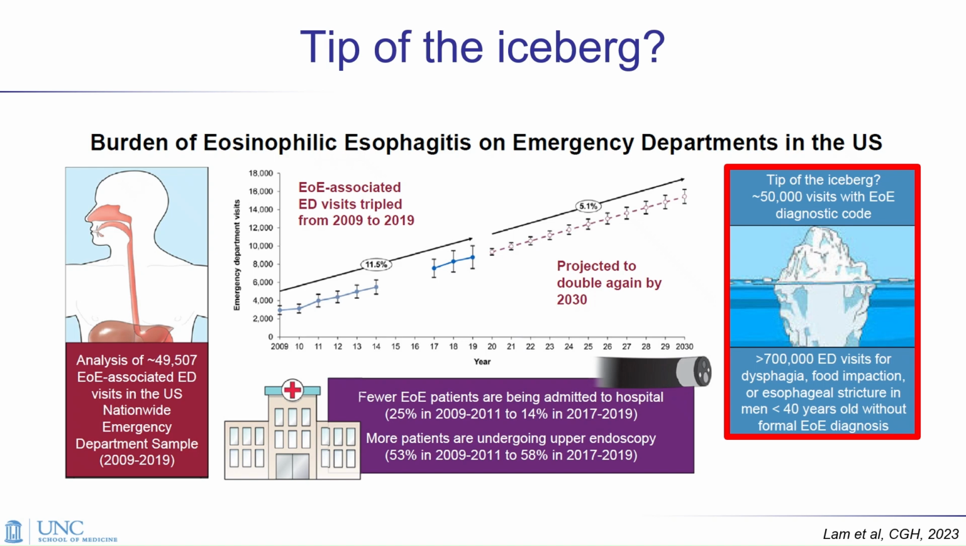So that suggests that there are as many unknown cases as known cases in the US, and that's just males under 40. That's no women, and that's nobody over the age of 40. So there may be a lot of people walking around out there who have EoE but just haven't been diagnosed. So I think we're going to see an increasing number of people diagnosed with this in the coming years.